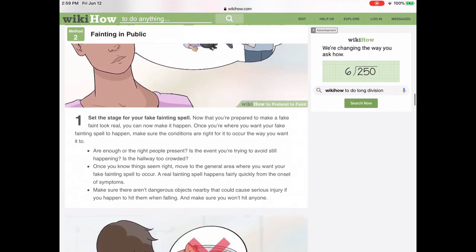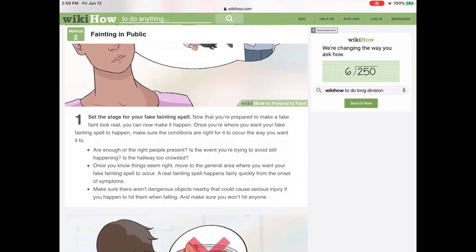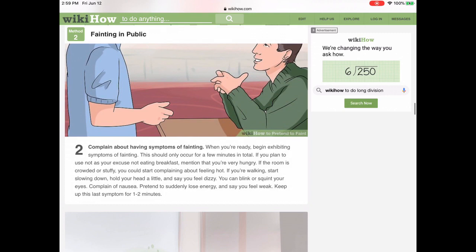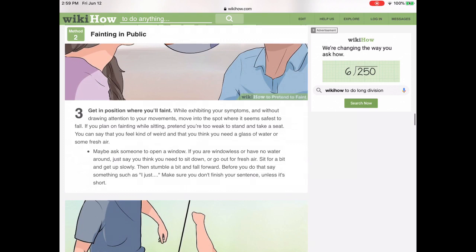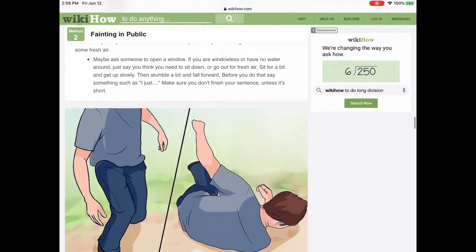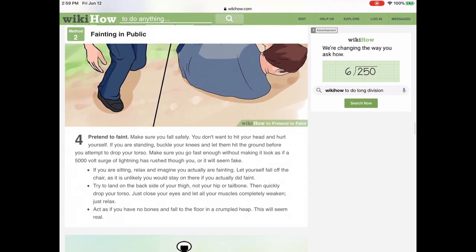Method 2, fainting in public. Set the stage for your fake fainting spell. Why do they say that's all? It's like a tongue twister. Sorry. Complain about symptoms of fainting. Get in position where you'll faint. Pretend to faint.